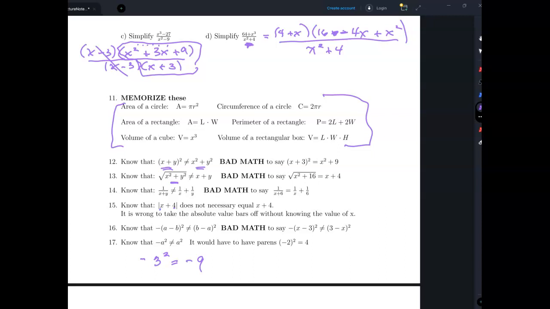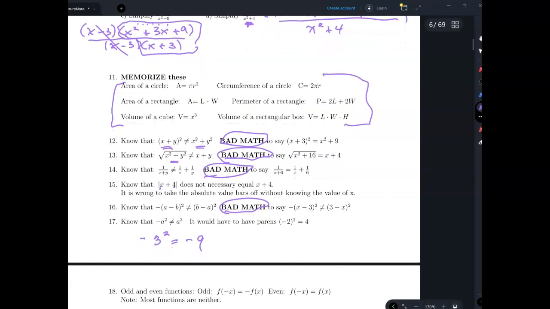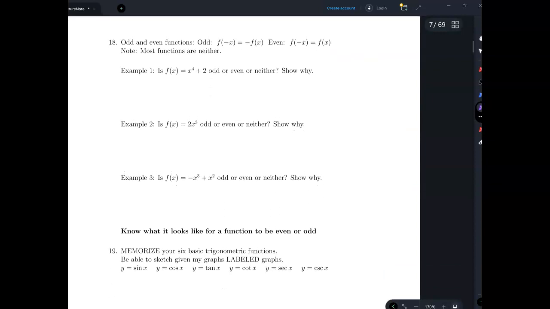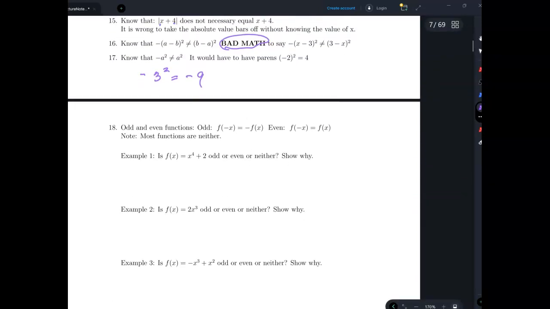So these are things I need you to know, and anytime you see bad math on your paper, that means you did one of these things, so make it a goal not to have me write that for you. All right, so I'll stop and then finish this up in the next one.